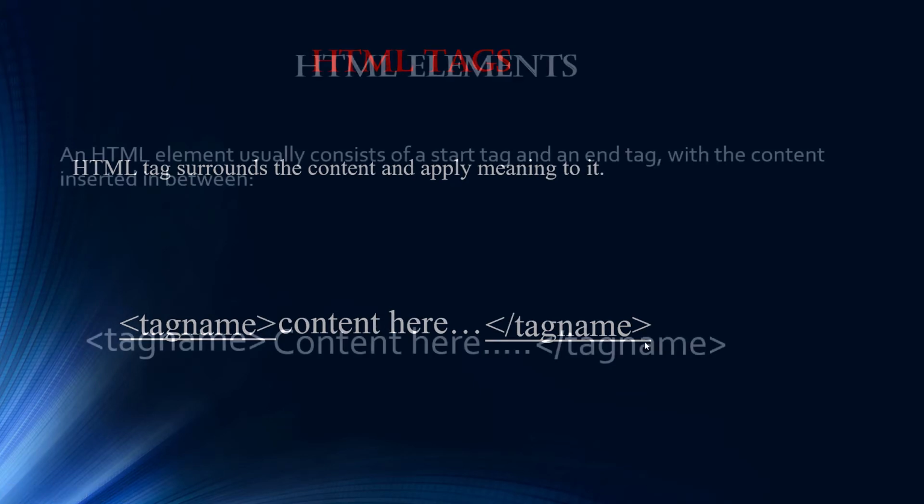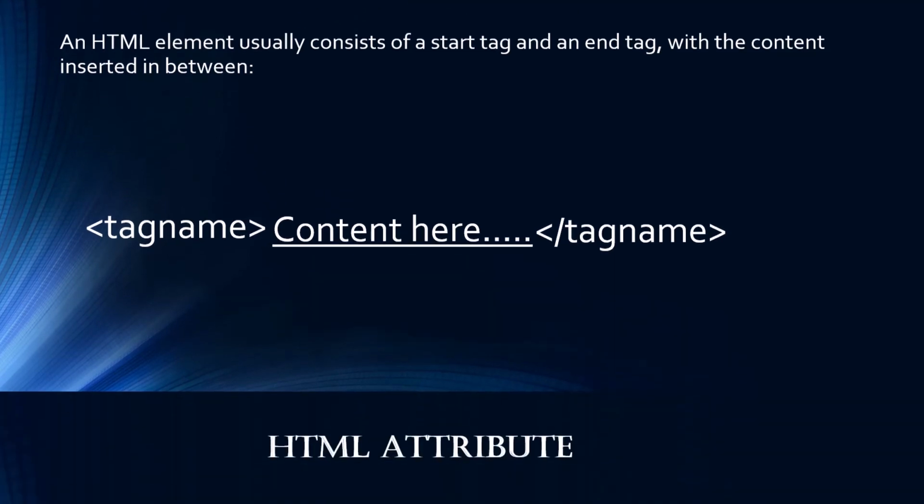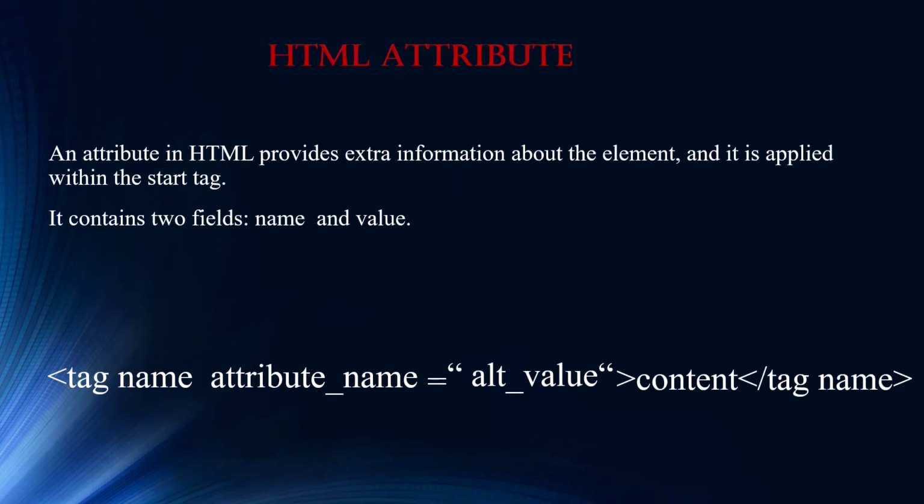Then HTML elements. An HTML element usually consists of a starting tag and an ending tag with the content inserted in between. An HTML element is defined as a starting tag, some content and the ending tag. An HTML element is everything from the starting tag to the ending tag. Then go to HTML attributes. An attribute in HTML provides extra information about the element and is applied within the starting tag. It contains two fields, name and value.